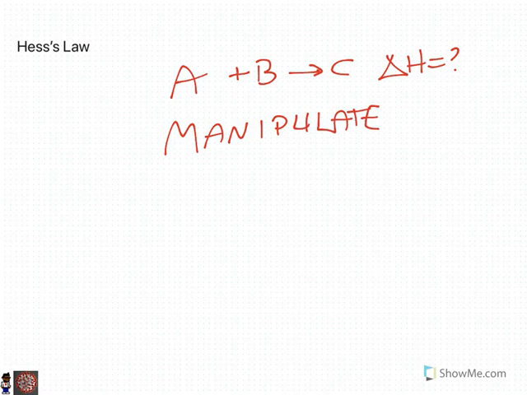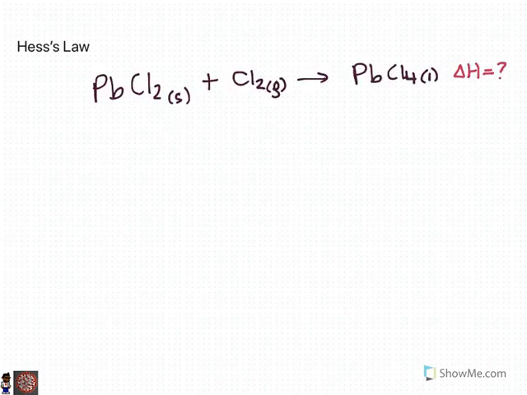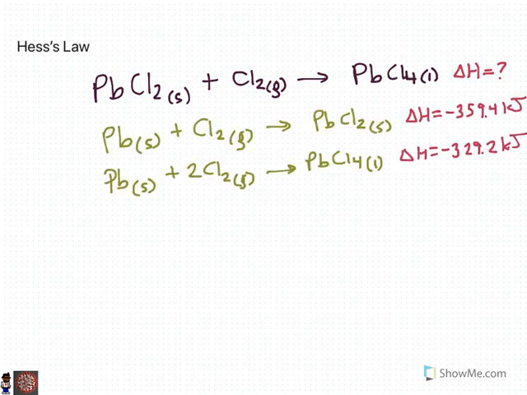So let's go ahead and do a practice for you. Say you had the reaction lead-2 chloride react with chlorine gas to produce lead-4 chloride. And your two reactions given to you to use are right here. So this right here, that is our target equation. That is what we want to add our reactions together to and get when we do that.